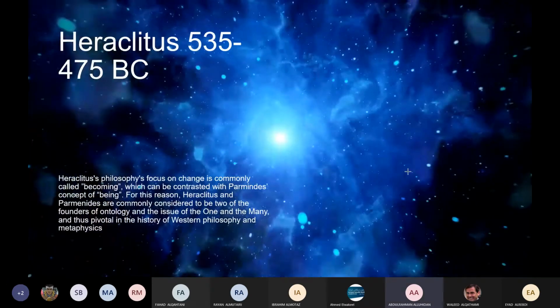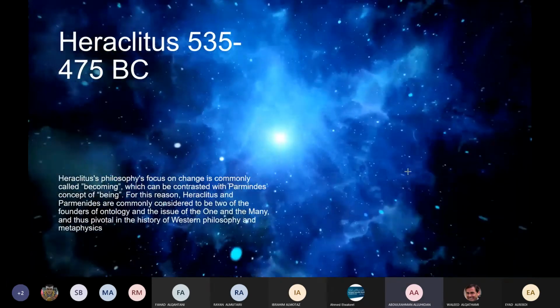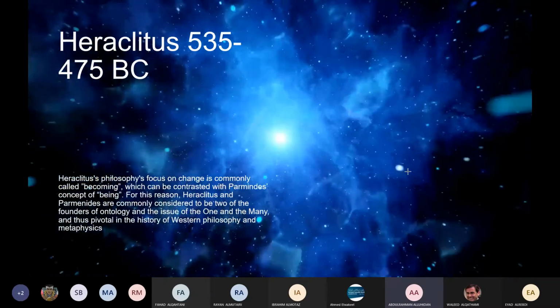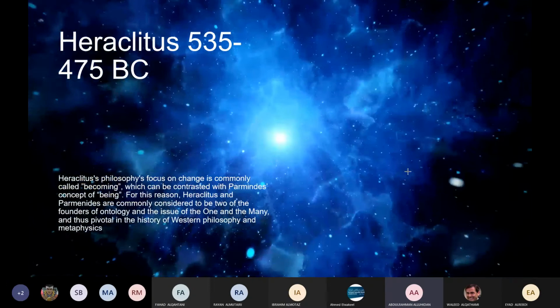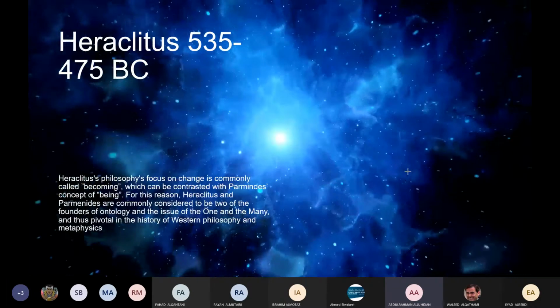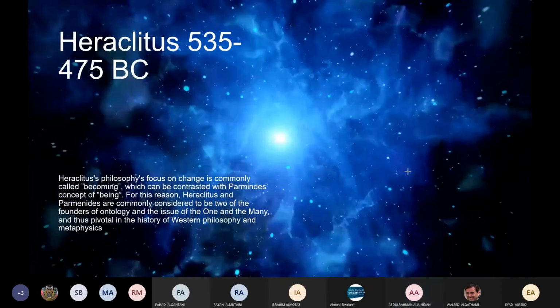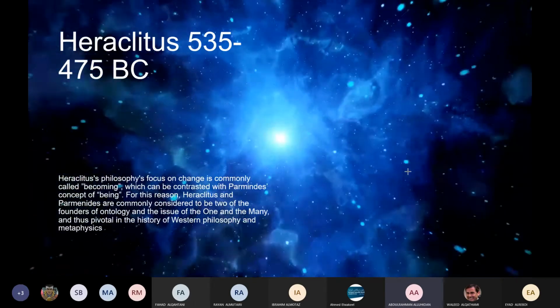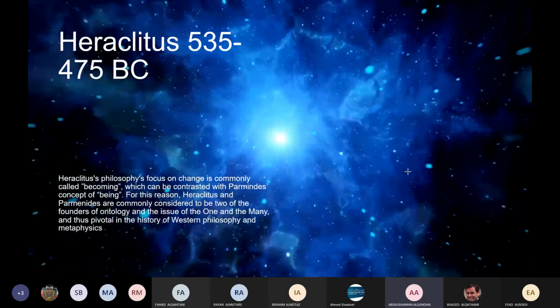Heraclitus, 535 to 475 BC. Heraclitus' philosophy focused on change, commonly called becoming, which can be contrasted with being. Heraclitus and Parmenides are commonly considered two of the founders of ontology, and the issue is that of the one and the many, and thus pivotal in the history of Western philosophy and metaphysics.